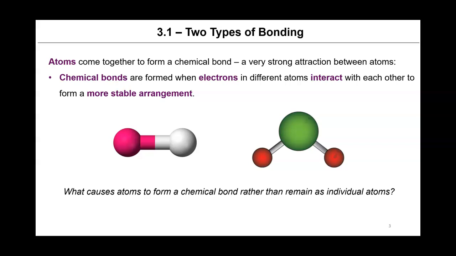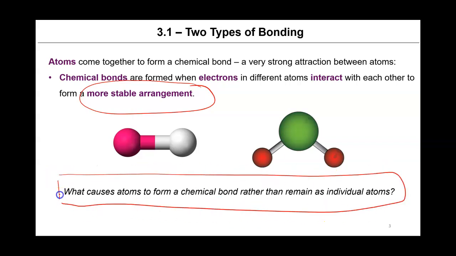So atoms will come together to form a chemical bond, which is a very strong attraction between atoms. When they do this, the electrons on different atoms will interact with each other, and the reason for the chemical bond forming is so that we end up with a more stable arrangement than when the atoms are not bonded to each other. So in order to understand why chemical bonds form, we should really be thinking about what causes a more stable arrangement of the atoms when they're bonded rather than when they remain as individual atoms.